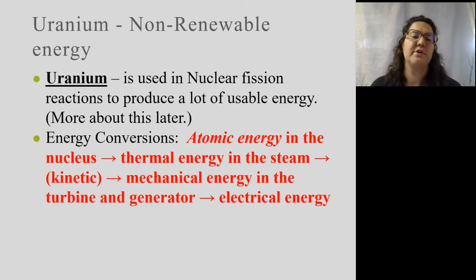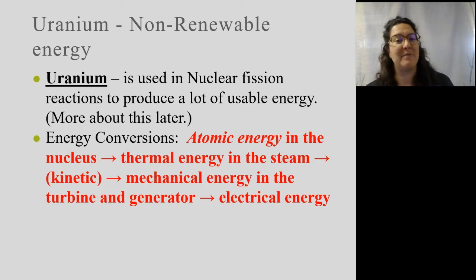So uranium is also a non-renewable energy source, and it's used in nuclear fission. We're going to have a whole section on nuclear fission that we'll talk about later in this unit. The energy conversions in this are atomic energy from the nucleus of atoms. Then that atomic energy turns into thermal energy of the steam, because we're going to boil water again. Then that's going to turn into kinetic energy that's going to spin a turbine, then a generator to produce electrical energy. So those are some of the non-renewable energy sources that we use in Alberta. And again, most of them except for nuclear energy originated with the sun.